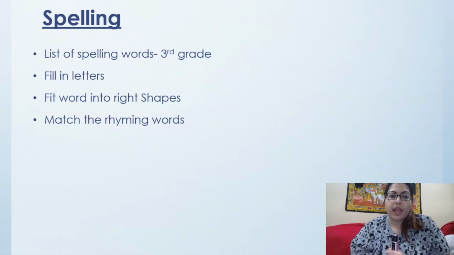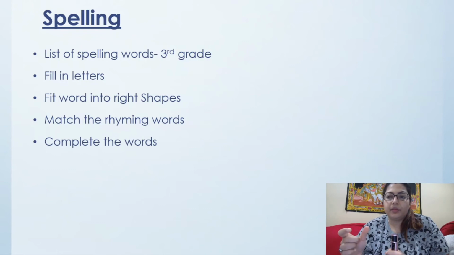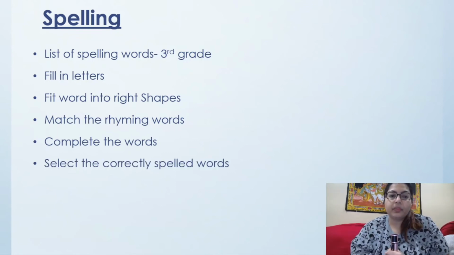And then we have match the rhyming words. This should be easy for some of the kids, because they have been taking Dibbles and did this for a long time, and especially if you have done these flashcards. Complete the words. Complete the words is basically more like filling in the missing letters, but there will be 2-3 words at the same time, like a set of 3 words.